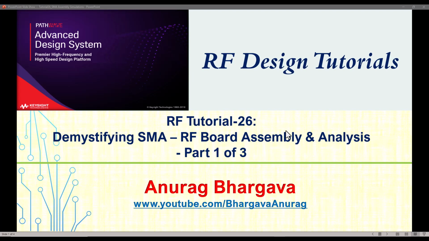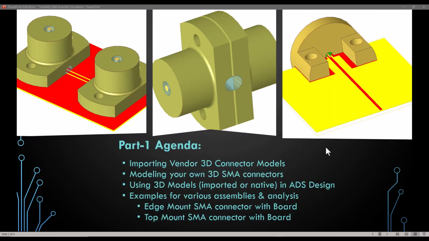This is a three-part video series in which we will demystify SMA to RF board assembly and analysis. This is part 1 of the series, and in this video we will talk about importing your vendor 3D connector models or modeling your own 3D SMA connectors, and then we will take a look at how to use those 3D models in your ADS design, and I will show you various examples for edge mount and top mount SMA connector with your board.